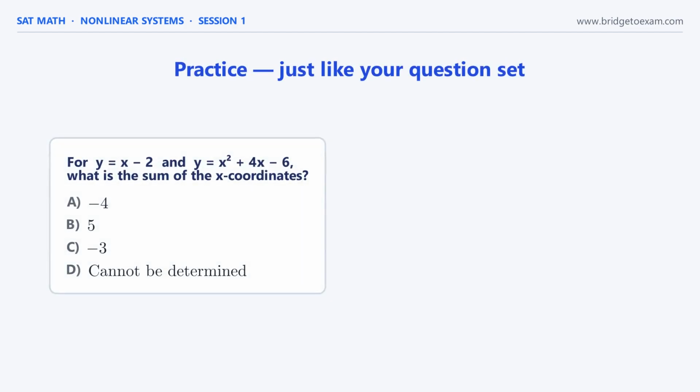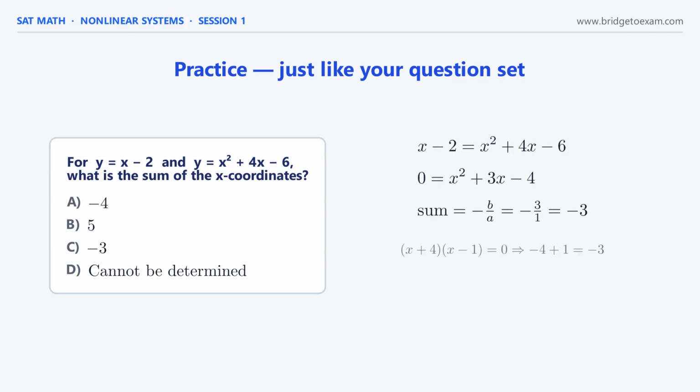Let's try one exactly like the ones in your practice set. For the system y equals x minus 2 and y equals x squared plus 4x minus 6, what is the sum of the x coordinates? Set them equal. x minus 2 equals x squared plus 4x minus 6. Move everything over, and you get x squared plus 3x minus 4 equals 0. Now you have a choice. You could factor into x plus 4 times x minus 1, giving roots negative 4 and 1, which sum to negative 3. Or faster, Vieta says the sum is negative b over a, which is negative 3 over 1. Negative 3. Same answer, half the work.